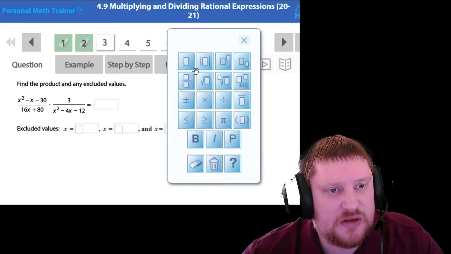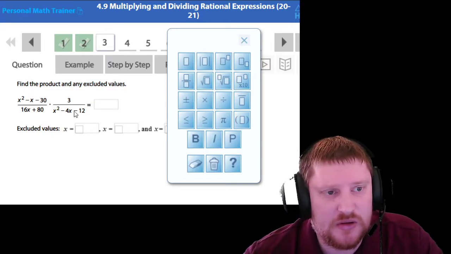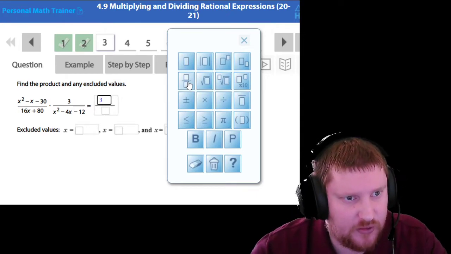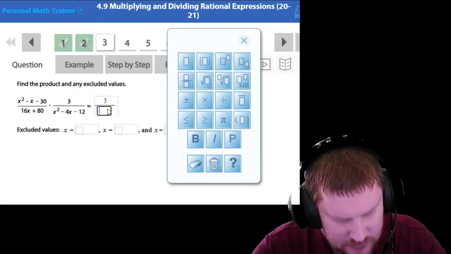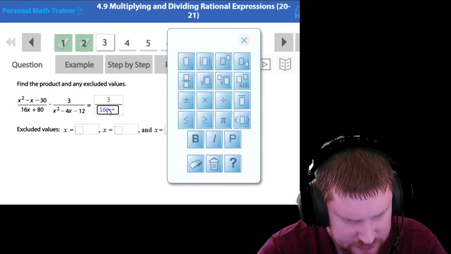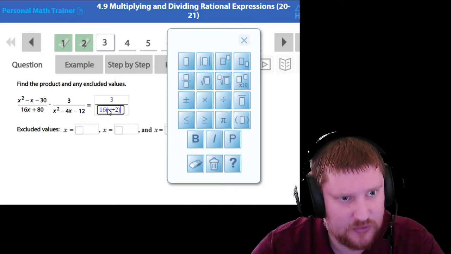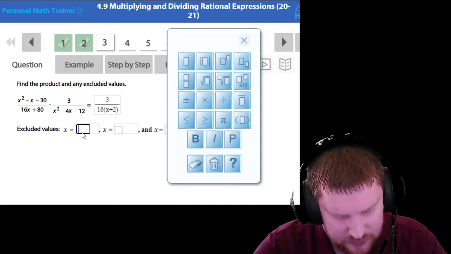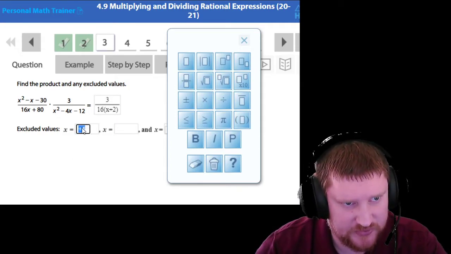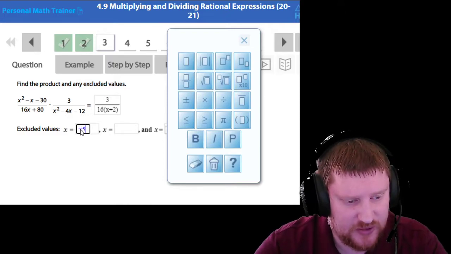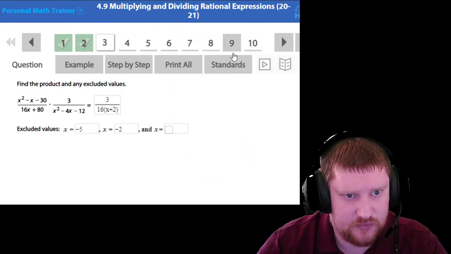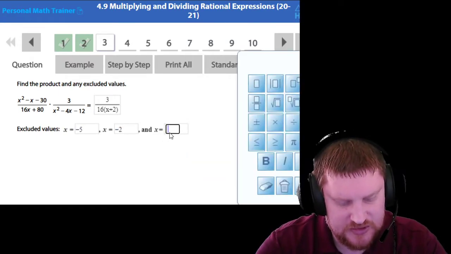Alright, so typing it in, I'm going to get my fraction here. I have 3 over 16 times x plus 2. Excluded values are negative 5, that's a positive, negative 5, negative 2, and 6.